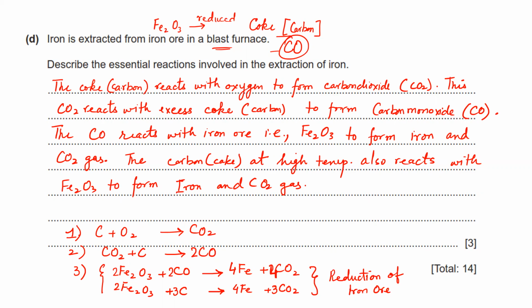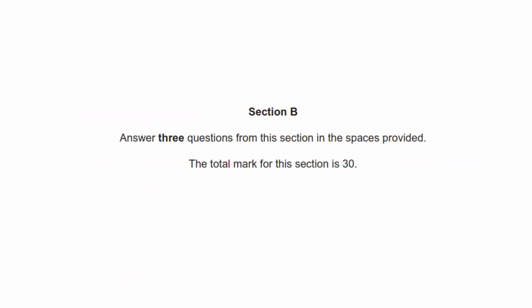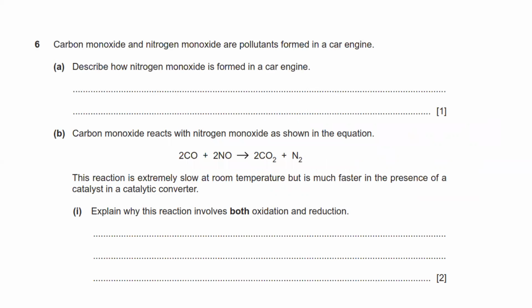So this ends the section A for this paper. Then comes the section B. It says we have to answer 3 questions in the space provided, total marks 30. Usually we are given 4 questions here, and we have to select 3. I'm not fortunate enough, so I will be solving all 4 for you. So let's start. Question number 6.